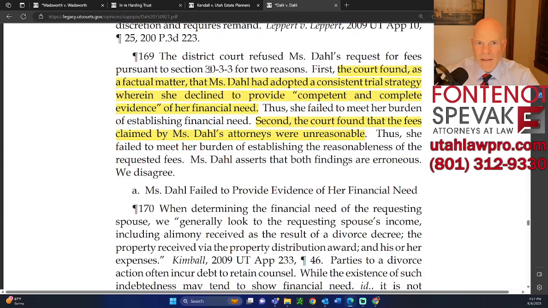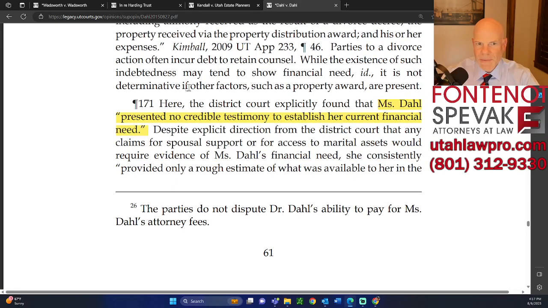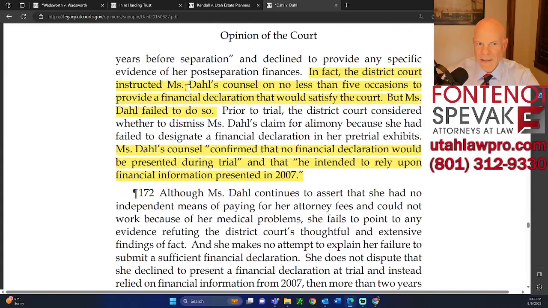Okay. The court found as a factual matter that Ms. Dahl had adopted a consistent trial strategy wherein she declined to provide competent and complete evidence of her financial need. Second, the court found that the fees claimed by Ms. Dahl's attorneys were unreasonable. Ms. Dahl presented no credible testimony to establish her current financial need. In fact, the district court instructed Ms. Dahl's counsel on no less than 5 occasions to provide a financial declaration that would satisfy the court, but Ms. Dahl failed to do so.